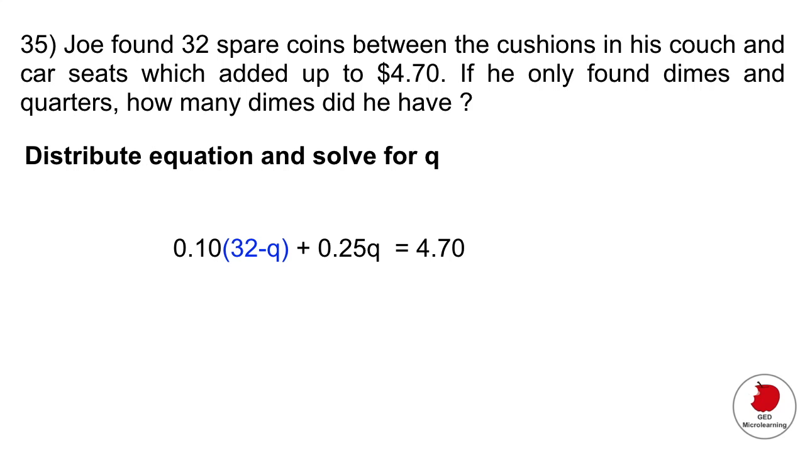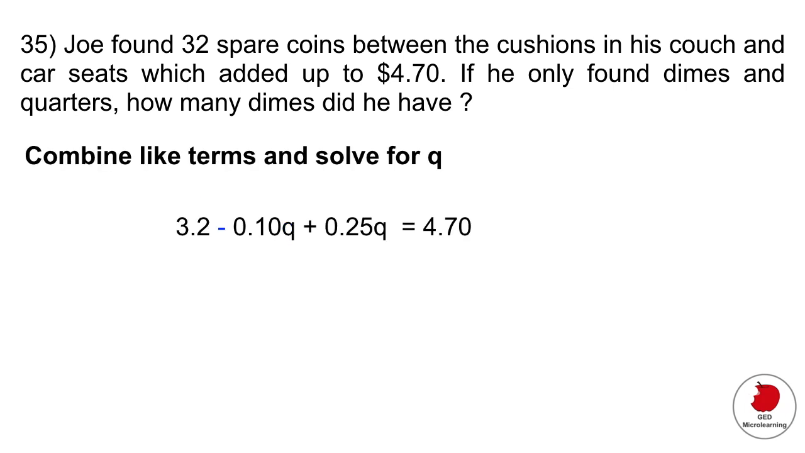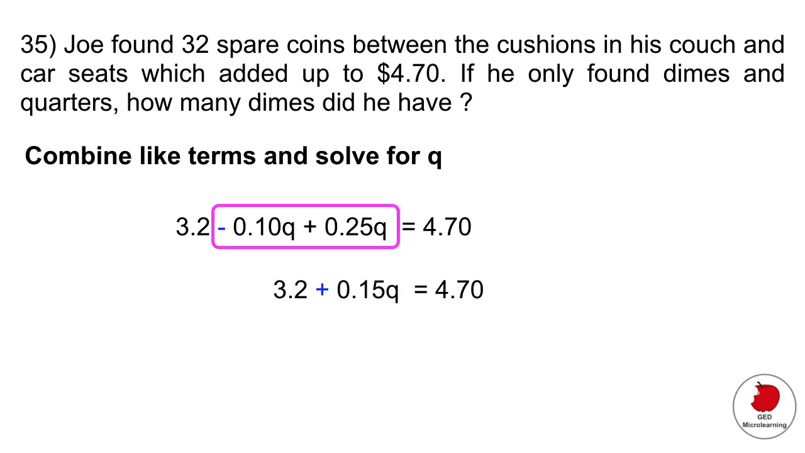So you would multiply 0.10 by 32. That gives you 3.2. And you multiply it also by Q, which gives you negative 0.10Q. And then, as always, what you're going to do now is combine like terms and solve for Q. So you combine those two together, right? And you end up with 3.2 plus positive 0.15Q is equal to $4.70.